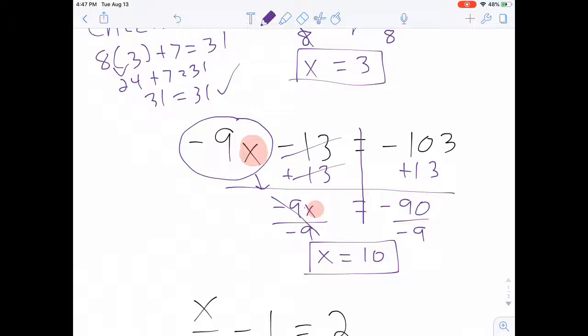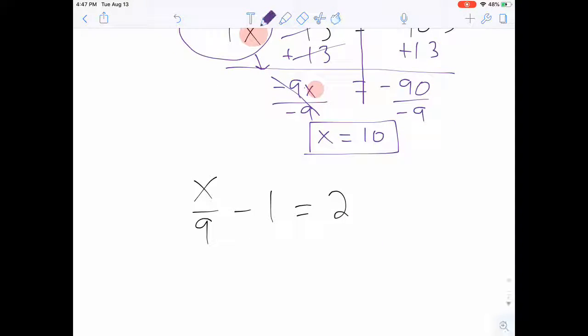Again, if I were to check my work in my original, I would have to make sure that they formed a true equation. And the last example here, x divided by 9 minus 1 equals 2. We're trying to get x by itself. It's being divided by 9, and then we are subtracting 1. So let's deal with the 1 first.